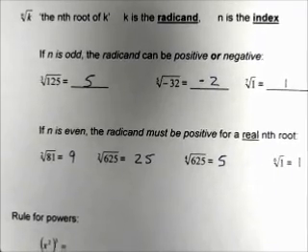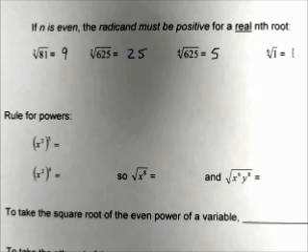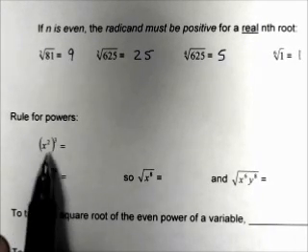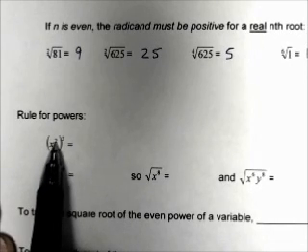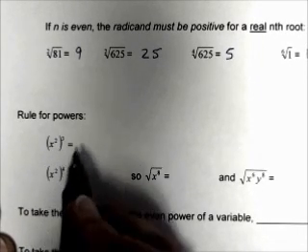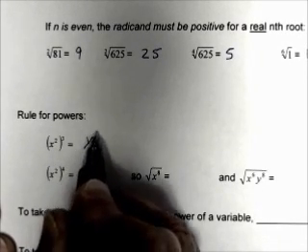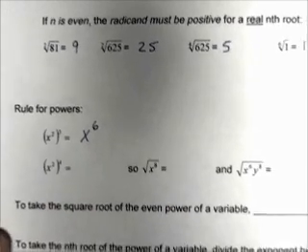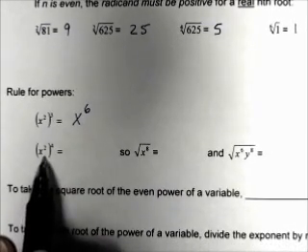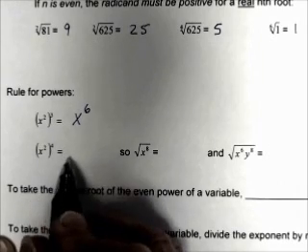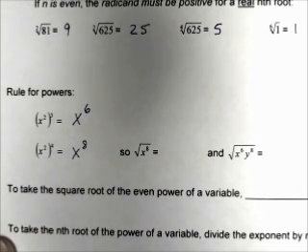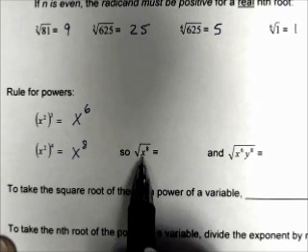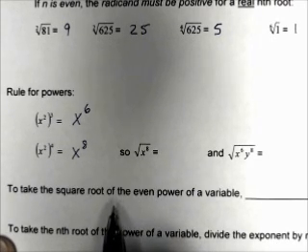Recall our rules for powers. A power to a power, remember you multiply the exponents. We have x to the 2nd raised to the 3rd. That is going to equal x to the 2 times 3, or x to the 6th. X to the 2nd raised to the 4th will equal x to the 2 times 4, which is 8, x to the 8th.